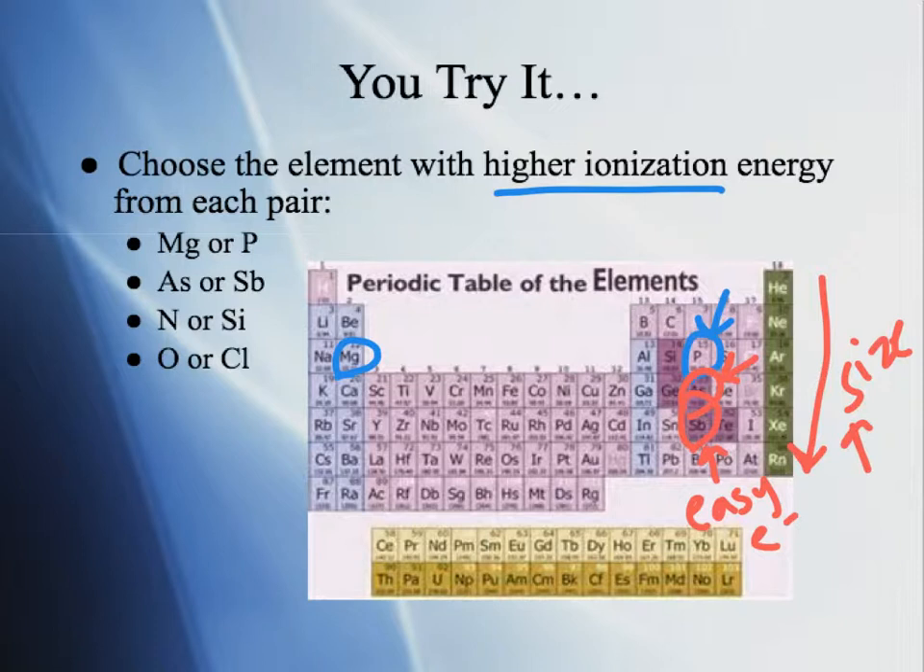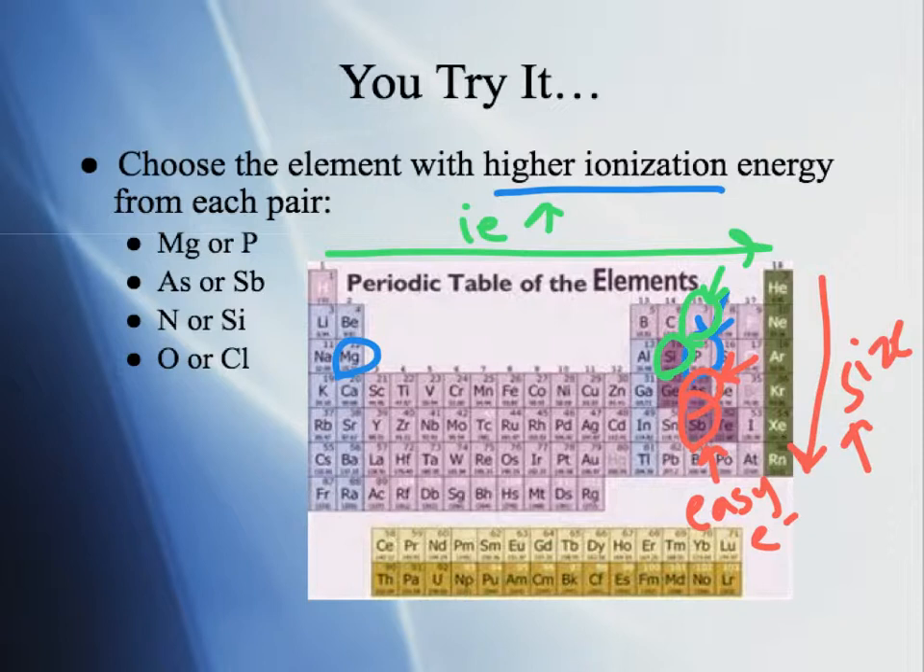All right, how about nitrogen right there versus silicon, which is here. Okay, let's think about this. As you go across, ionization energy increases, so it looks like nitrogen will have a greater ionization energy.